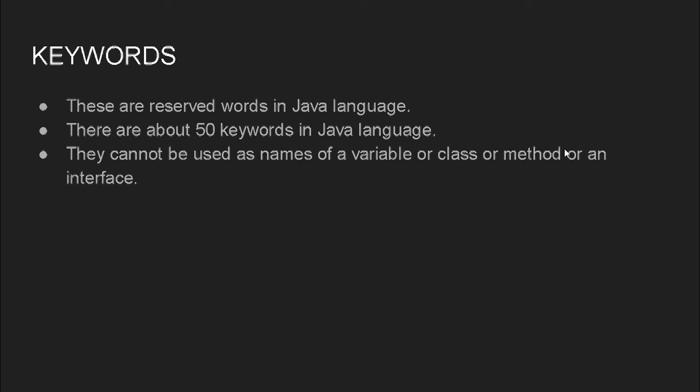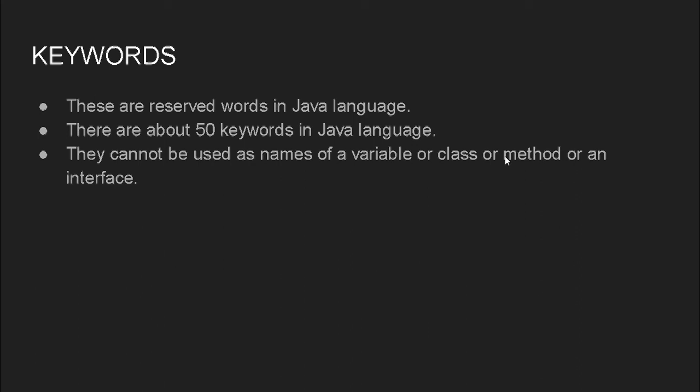One thing we need to keep in mind is that if there are 50 keywords in Java, that doesn't mean that in C or C++ there are also only 50 keywords. The number of keywords can be 40, 60, or 70. It all varies depending upon the particular language. But in Java we have 50 keywords. Another thing to keep in mind is that a keyword cannot be used as the name of a variable, a method or a class. So we cannot use these keywords as identifiers.